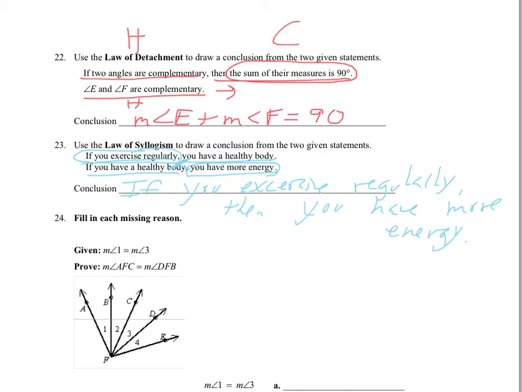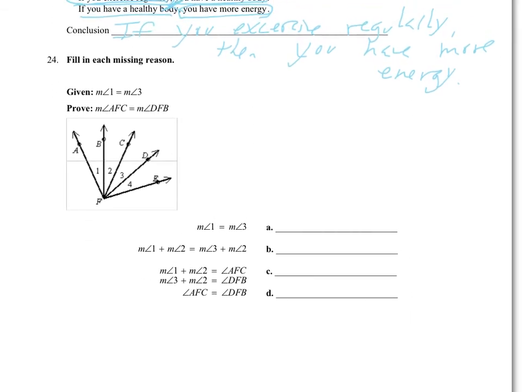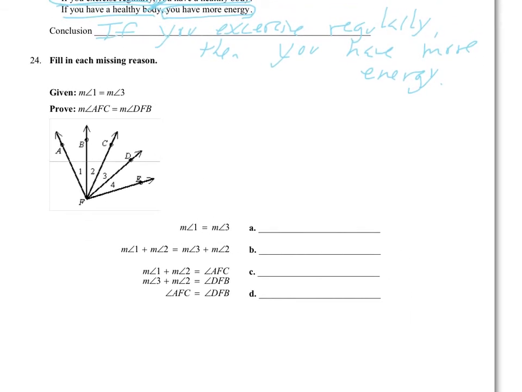And number 24, fill in the missing reasons. So this is a proof which we're going to put reasons for. Again, remember the first reason is always going to be given. That was given to us. Well, the measure of angle 1 equals the measure of angle 3. What did we do right here? We added the measure of angle 2 to both sides. We can do that because of the addition property of equality.